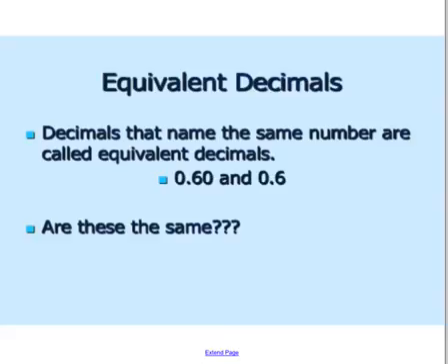Equivalent decimals. Equivalent decimals are decimals that name the same number. They're equivalent. Here I have 6/10 and 6/10. Do they look the same to you? What would be the difference? If you said the difference is 0, you're correct.